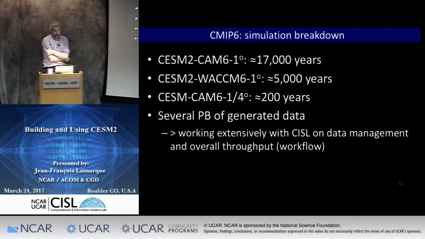So what does that mean? It means that we're going to be running about 20,000 years of the model to do all those experiments. And that's with the standard 1 degree version. We have basically the low top, which we call CAM, and the high top, WACCM. And we're going to be using a lot of information from this one to feed into this one. So that's why we have to have a lot of years for each of them.